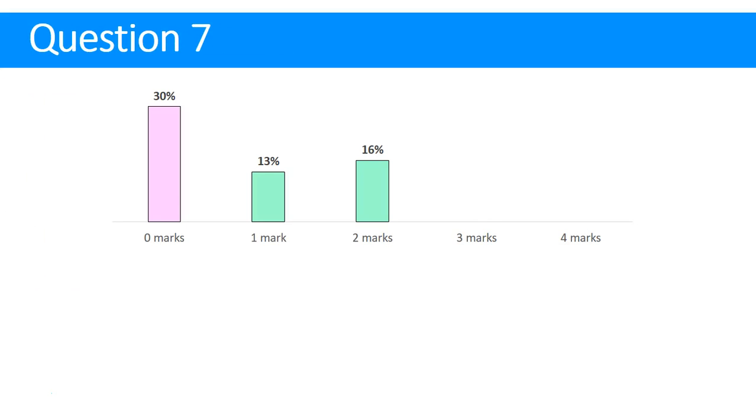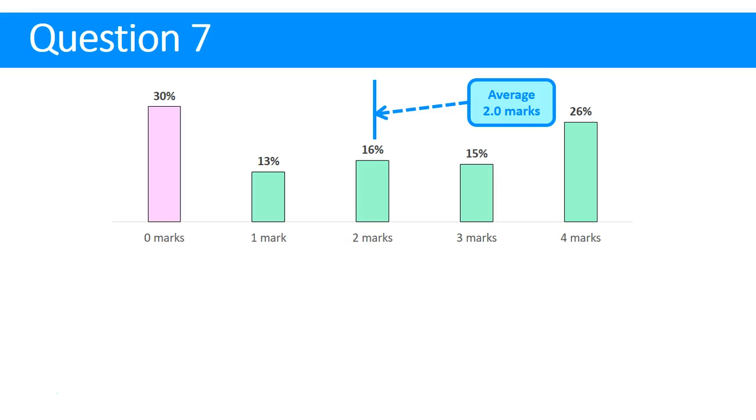Looking at the marks breakdown, 30% of the state wasn't able to get a mark for this question, and at the other end, 26% was able to get 4 marks. The average was 2, right in the middle, showing that most kids could maybe identify one or the other and explain it, or maybe just identify one positive, one negative, but not actually explain them very well.